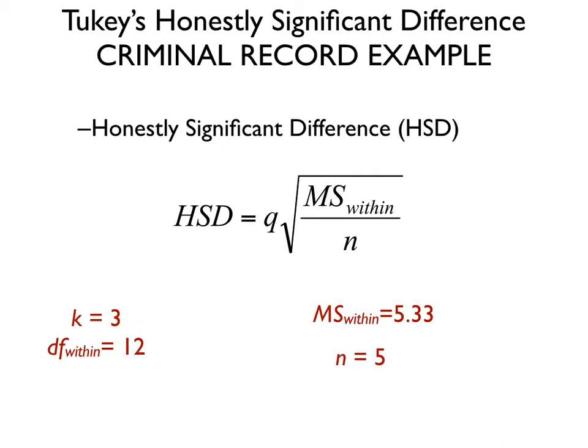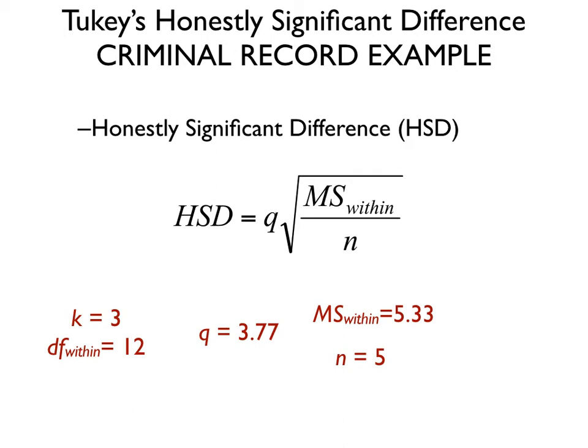What you'll use to look up that Q value in the chart is K and degrees of freedom within. So previously we calculated K at 3, that's the number of groups that we had, and our degrees of freedom within was 12. Using the table, we look those values up and we get a Q of 3.77.